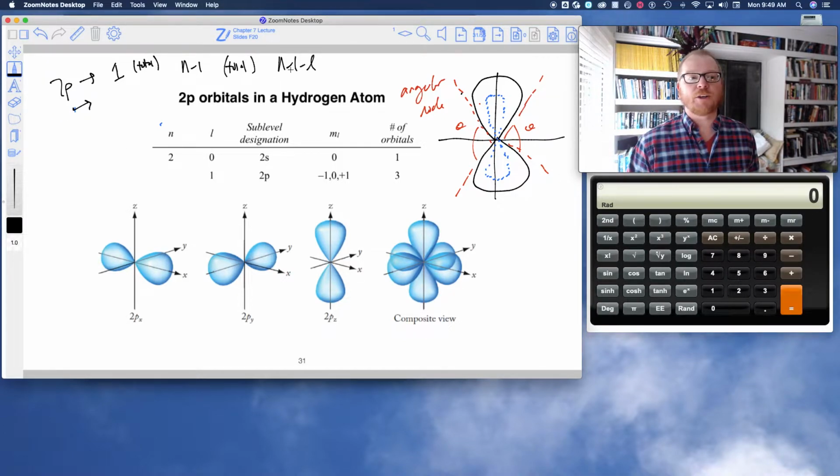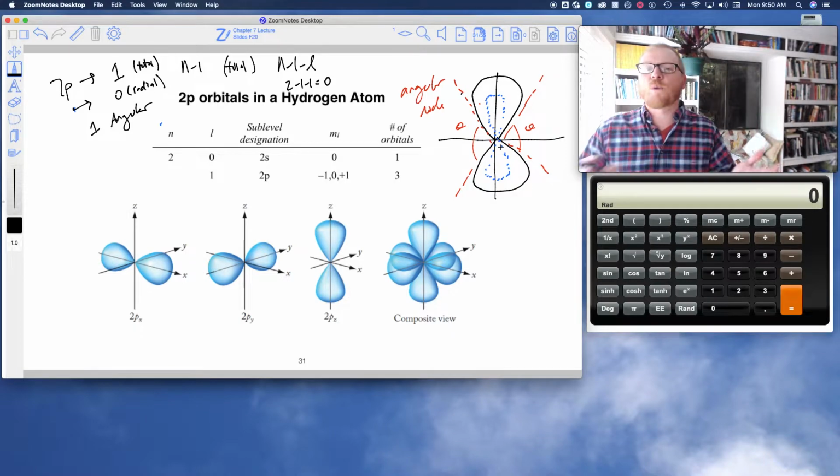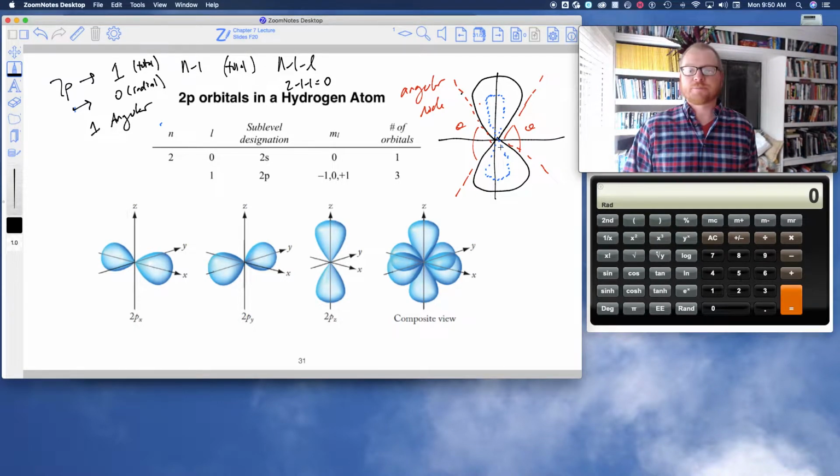But what about the radial nodes? Well, n is equal to 2 and L is equal to 1. So 2 minus 1 minus 1 is 0. So 2p has 0 radial nodes. That means 2p's only node is angular. It just has 1 angular node. I know when you're looking on here, it looks like there's 2, but they're the same angular node. What it really does is it makes like a steradian, like a solid angle. So 2p only has 1 angular node.